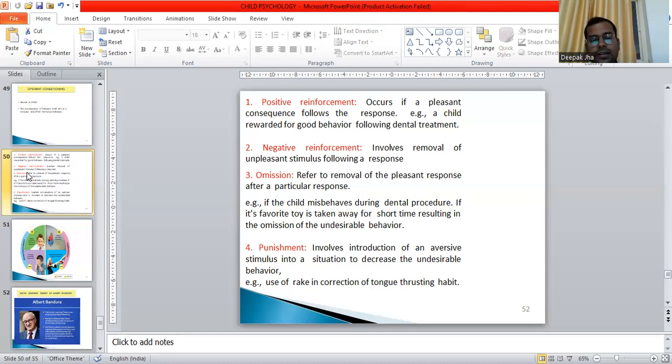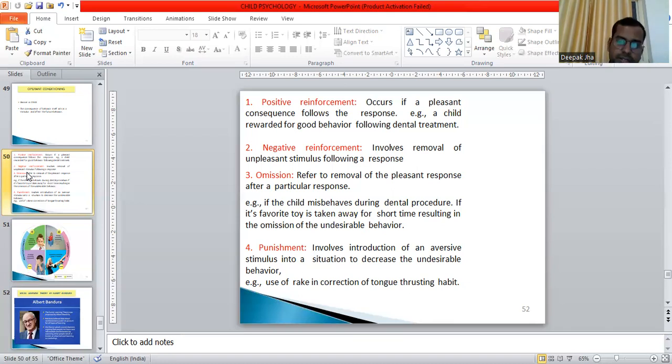Then lastly, there is something called punishment. This is the opposite of negative reinforcement. In negative reinforcement, you removed something which was causing discomfort to the child. In punishment, you introduce something which will basically lead the child to know that the activity he is doing is not good. So it involves introduction of an aversive stimulus into a situation to decrease the undesirable behavior.